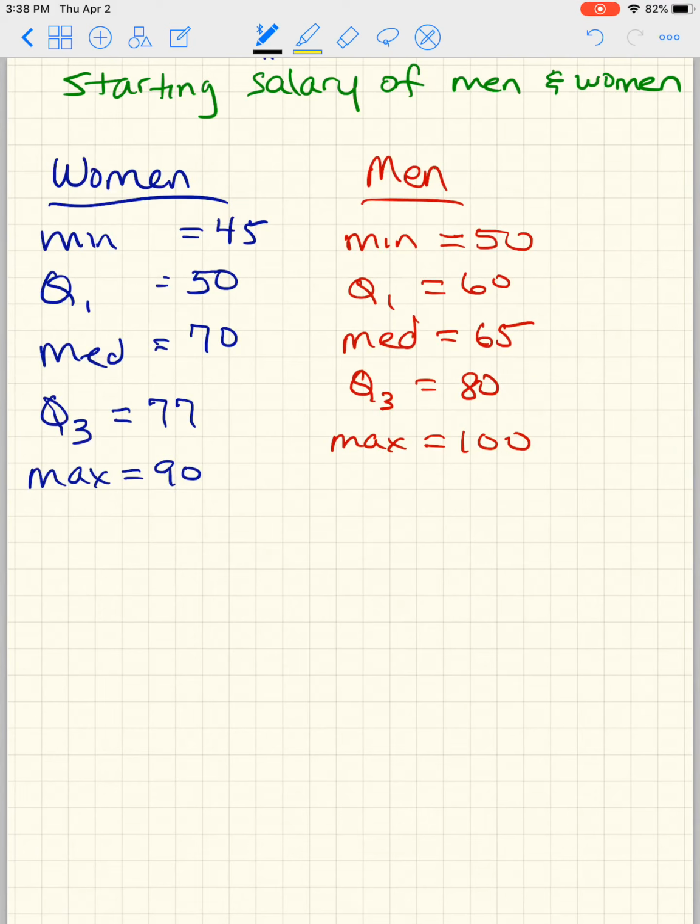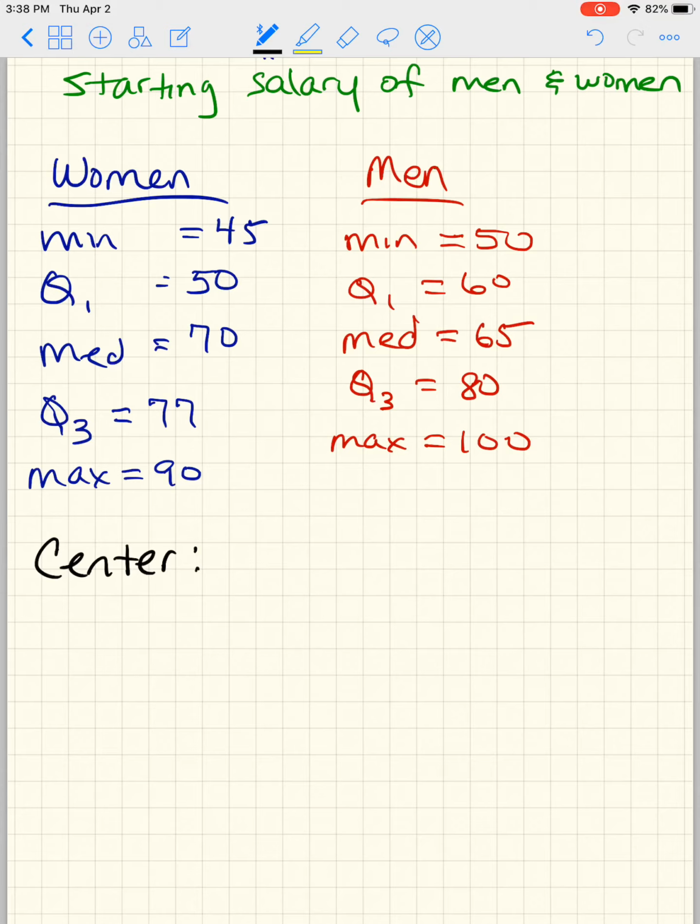In this problem here, I have the starting salary of men and women at some company. I see that the women have a minimum of $45,000, let's say $45,000 is their starting salary, and the men have a $50,000 starting salary. When you're comparing it, first you should start off with the center. And you want to use words like higher, larger, more than, however, when you are comparing distributions. Please do not just say the women's average is $70,000 while the men's average is $65,000. That's not really how we compare distributions.